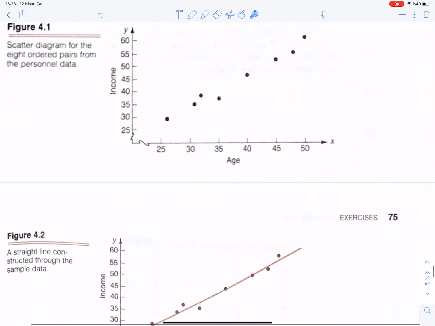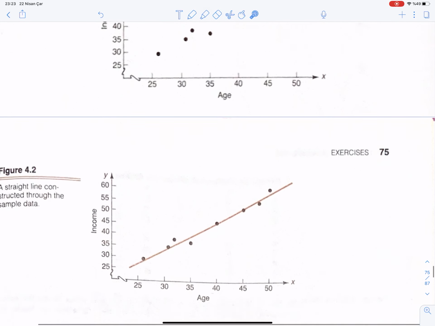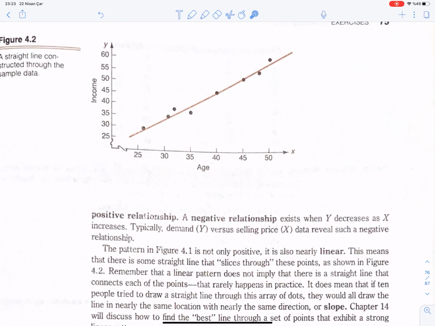If you want to observe a negative relationship, it means when Y decreases, X increases. Typically, demand versus selling price data reveals such a negative relationship. Maybe in our daily life, I would say that an increment in the exchange rate will have a negative effect on the stock exchange rate.